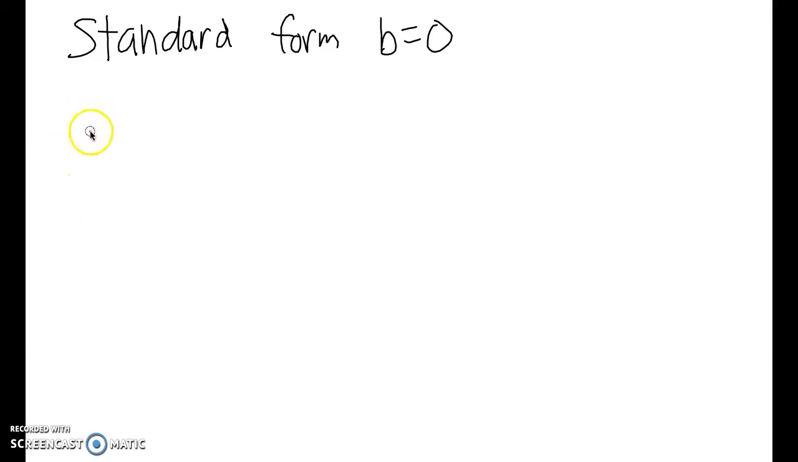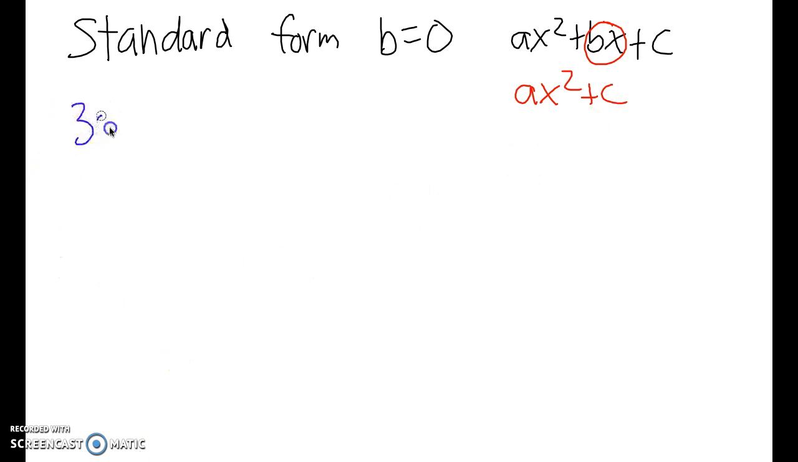Okay, so in the first video, we're going to look at solving quadratic equations in standard form when b is equal to 0. So just recall that standard form, ax squared plus bx plus c. So basically, if b is 0, then this whole term is 0. So we're just looking at anything in the form ax squared plus c. So the first question we're going to look at is just 3x squared plus 12 equals 60.